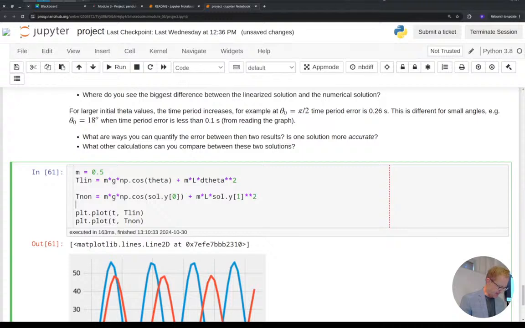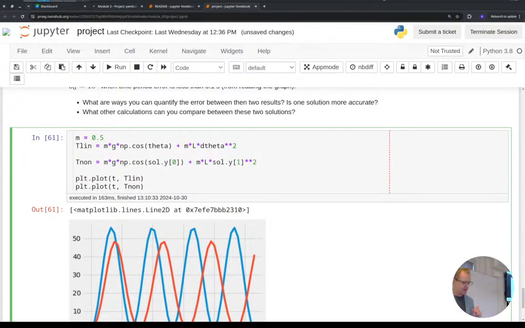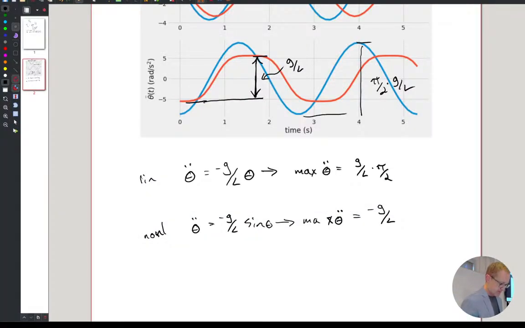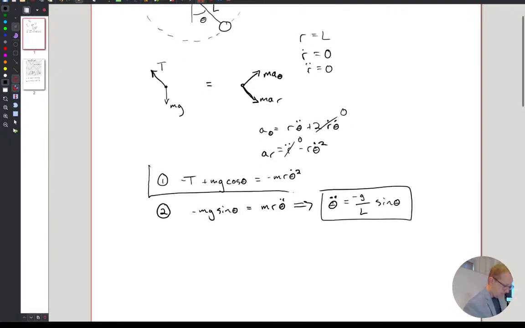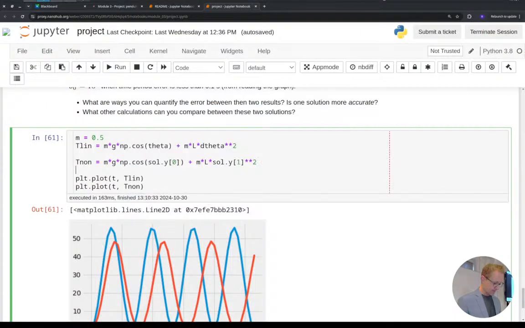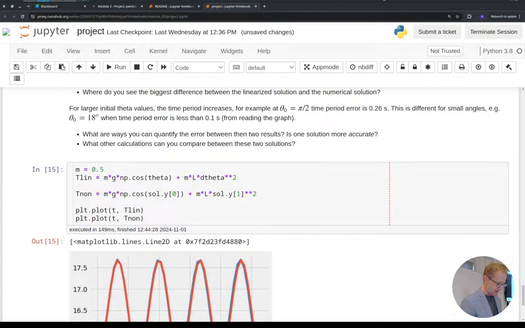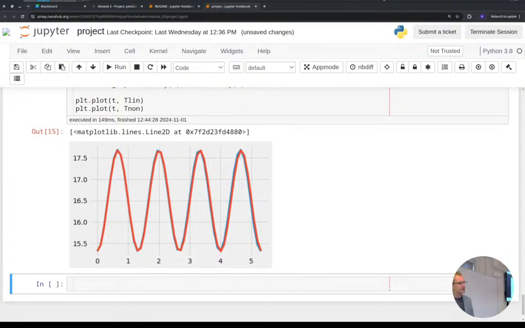And I think last time at the end of class, I was showing tension for linear and nonlinear. If you solve for T in this first equation, you could plot that and compare the linear tension versus nonlinear tension, and see what the difference is. That's one other way that you can compare these plots. And again, for small angles, no difference. Like 15 goes from 15.5 up to almost 18 and back.